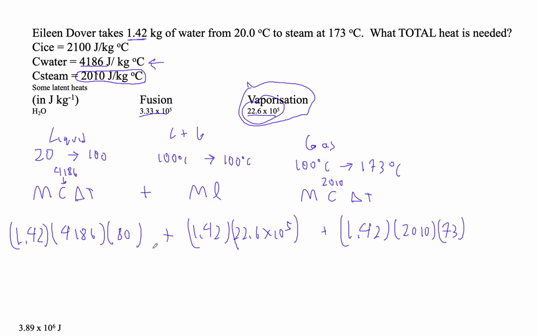1.42, which you could factor out if you really have no life. Okay, so times 4186 times 80 plus 1.42 times 22.6 plus 1.42 times 2010 times 73. And I get, very unhelpfully, 3893086.2.